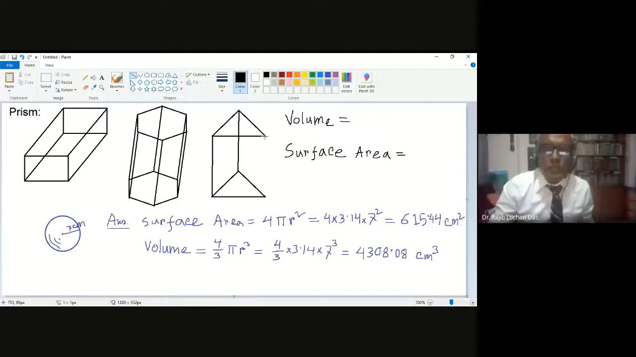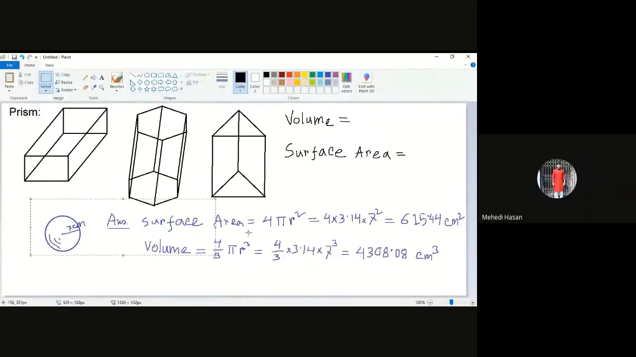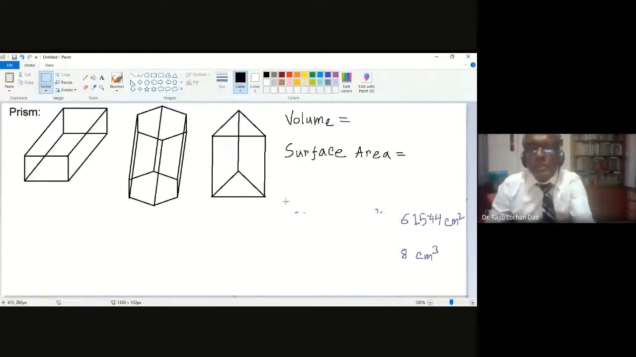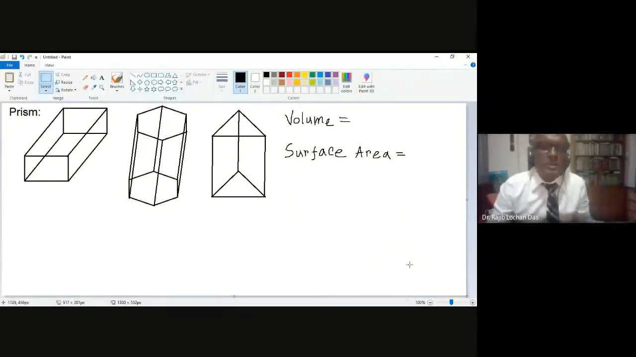Yes, sir. So how many prisms are possible? Many prisms, right? Yes, sir, because the top side and the bottom side can be anything: four sides, five sides, six sides, three sides, anything is possible for the top and bottom. So there will be many different types of prism, but the volume formula is the same.